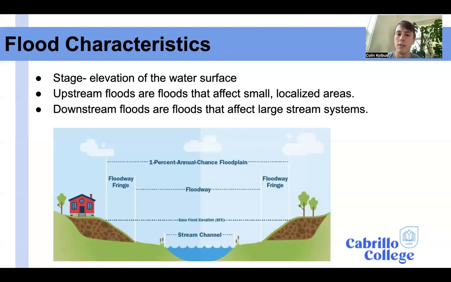Upstream floods are floods that affect small localized areas, and those occur primarily upstream in river areas. That's because when rivers start to get down to where they enter a larger body, the ocean, they get a lot more gradual and they widen out into floodplains and deltas. And so downstream floods are floods that are going to affect a much larger area than the head of that river, which was in the mountains.